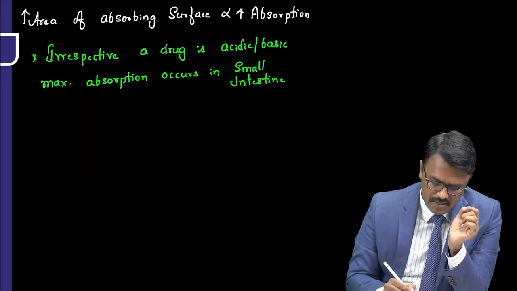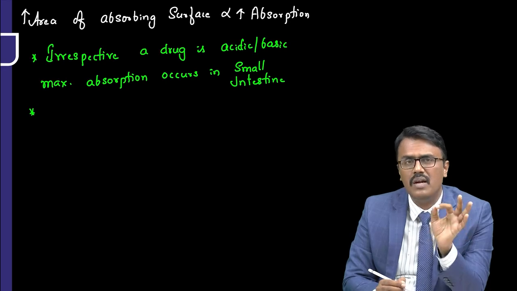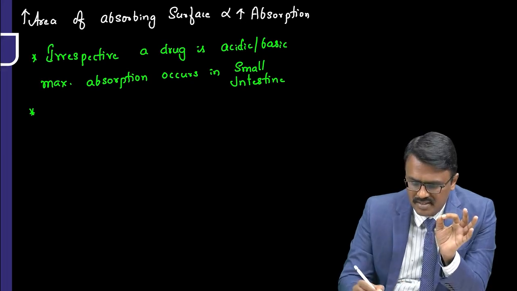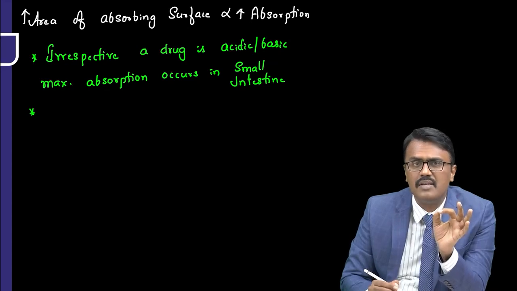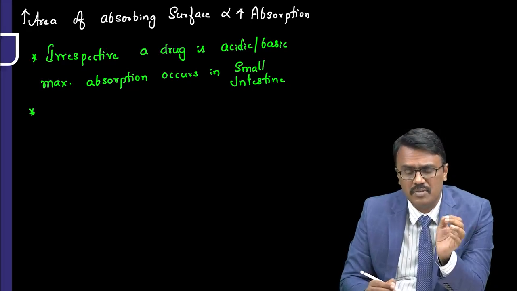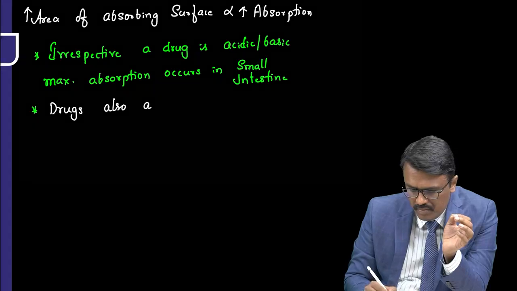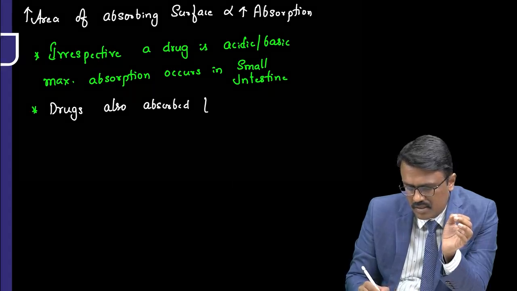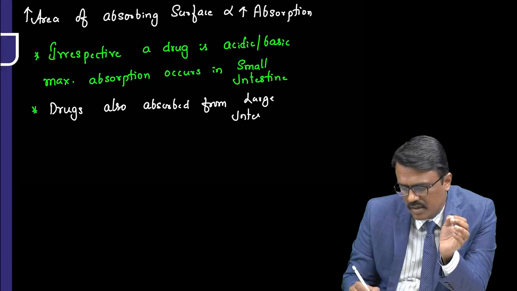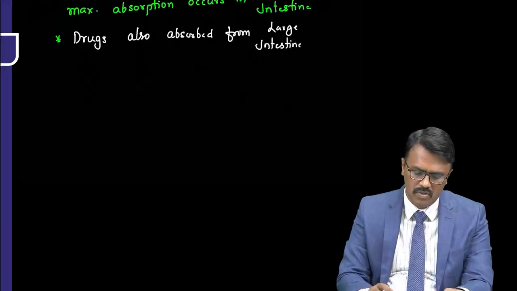Now, another important point is, will a drug get absorbed from the large intestine? I will repeat the question. Will a drug get absorbed from the large intestine? Think and tell me. Yes, the drug also gets absorbed from the large intestine. Example is the rectal route. What is the rectum? It is a part of the large intestine, so it gets absorbed. So drugs are also absorbed from the large intestine, but not as much as in the small intestine. Correct. So that is the third factor. We are done with the third factor. Now let us move on to the fourth factor.